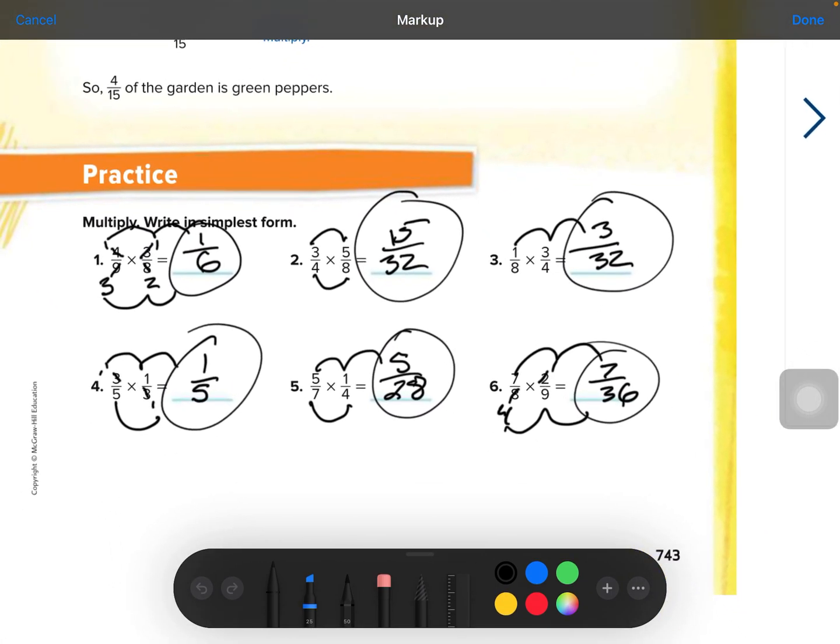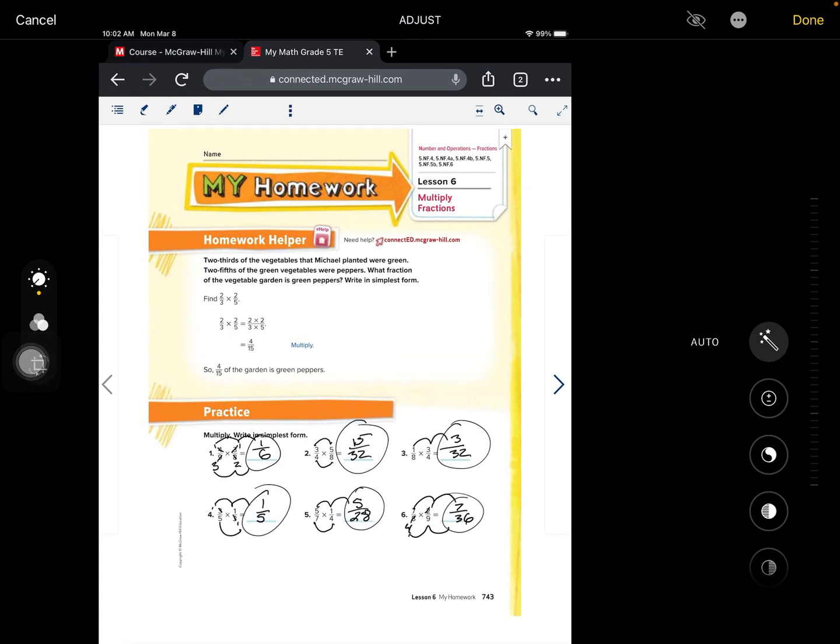All right, here's your homework. Go ahead and push pause and see if you can figure these out on your own and then correct with the answers shown here. Make sure if you can simplify first, like I did on the first one, try it.